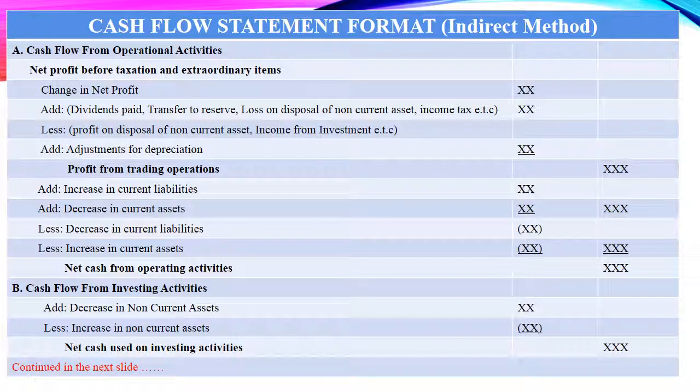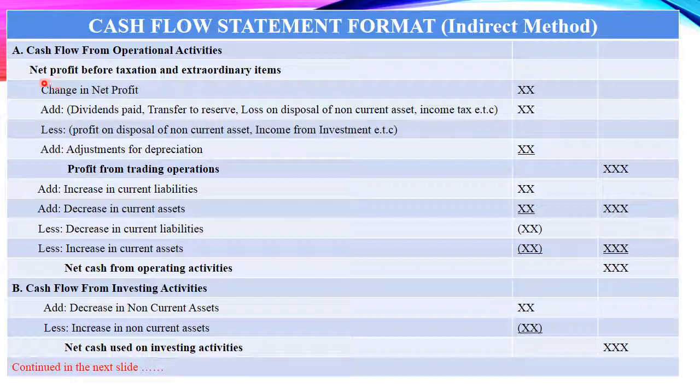Now, this is the format of the cash flow statement, the indirect method. We find that the cash flow statement is divided into three major sections. The first section is the cash flow from operational activities. Then we have the second section, the cash flow from investing activities. And as you will see in the next slide, we have the third section, which is the cash flow from financing activities.